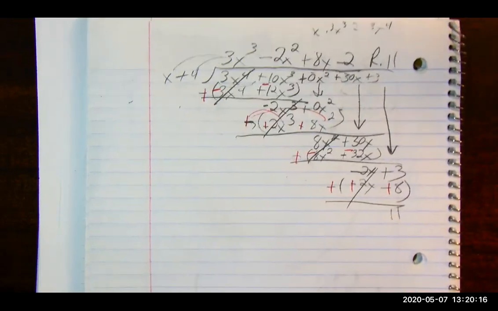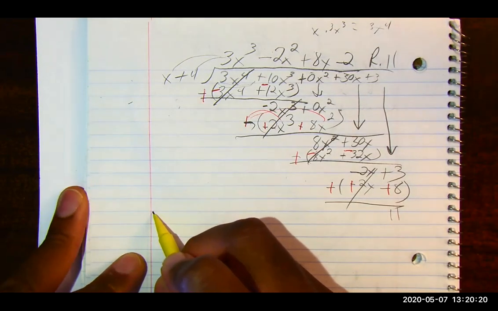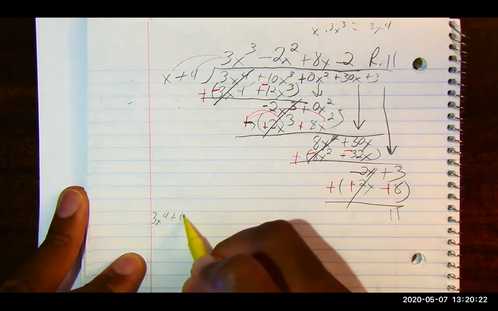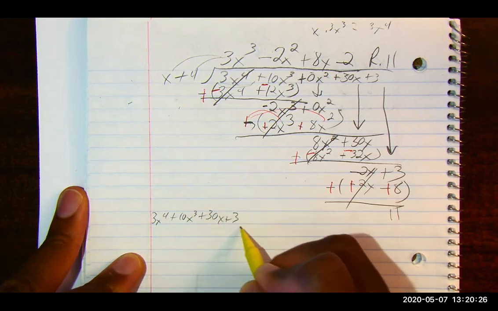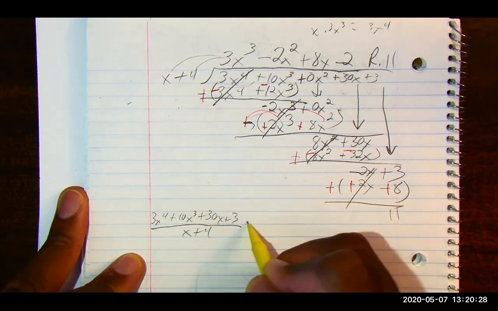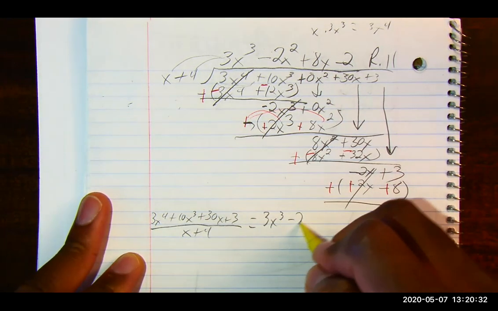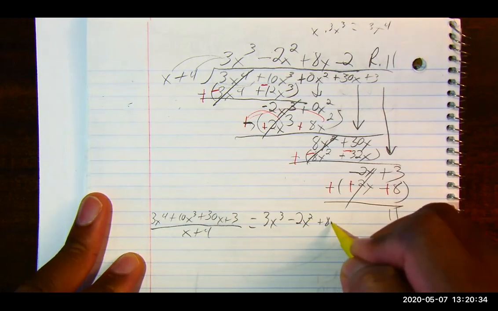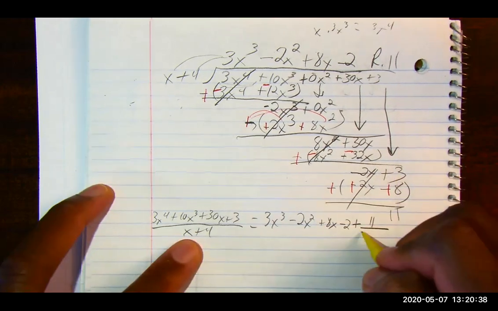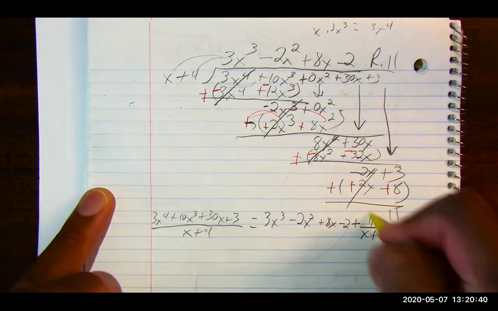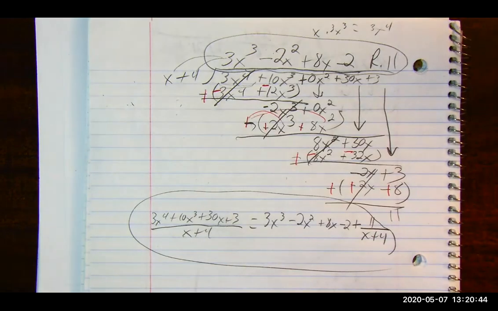Let's write this another way. 3x to the 4th plus 10x cubed plus 30x plus 3 divided by x plus 4 also equals 3x cubed minus 2x squared plus 8x minus 2 plus 11 divided by x plus 4. This is another solution. Wonderful.